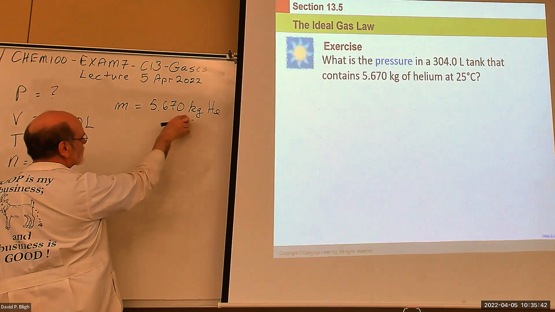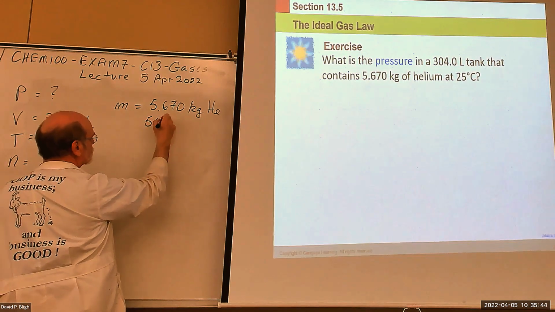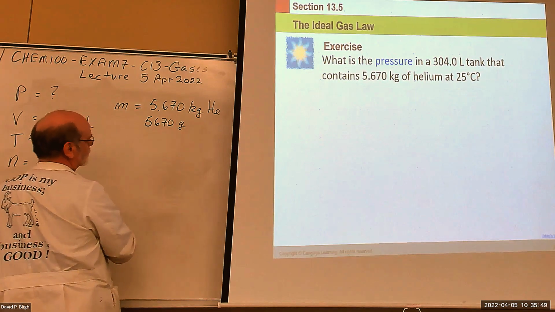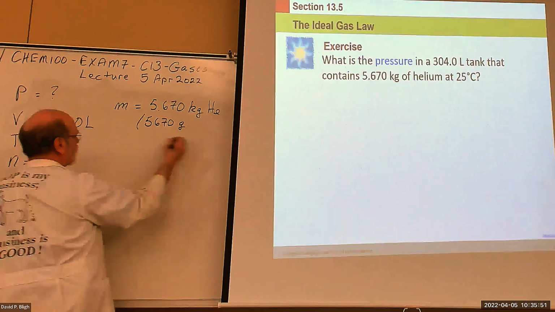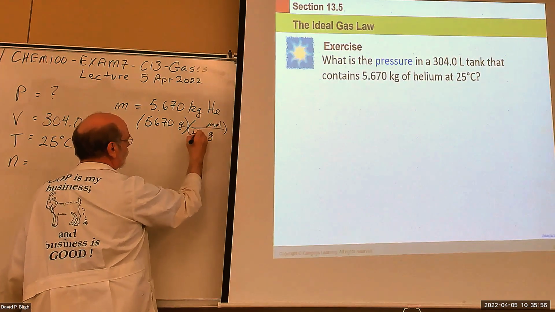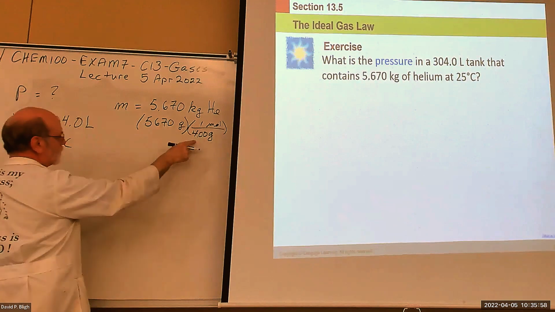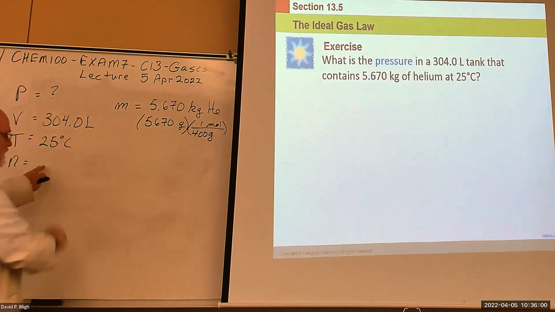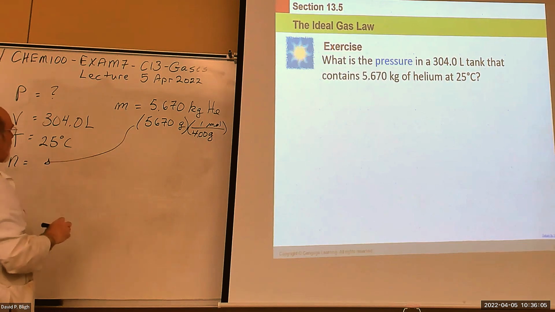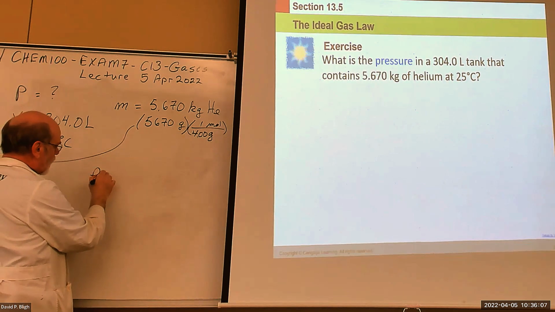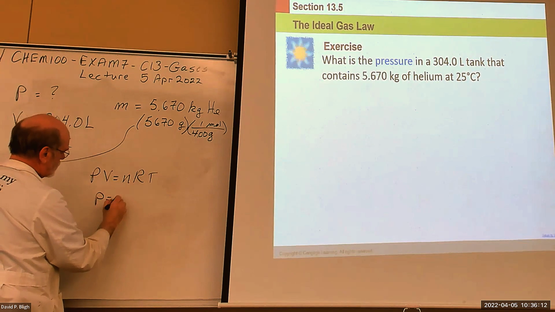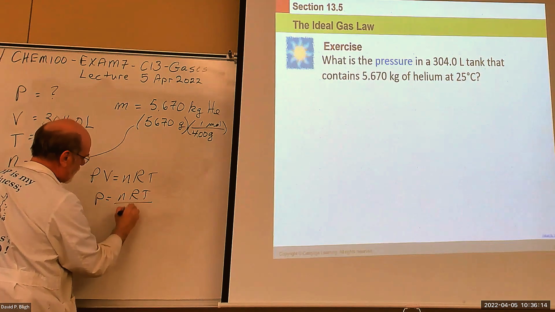So 5,670 grams. And then we would divide that by 4.00, and we get the number of moles. You just plug that value in here. And then we solve our equation for pressure: nRT divided by volume.